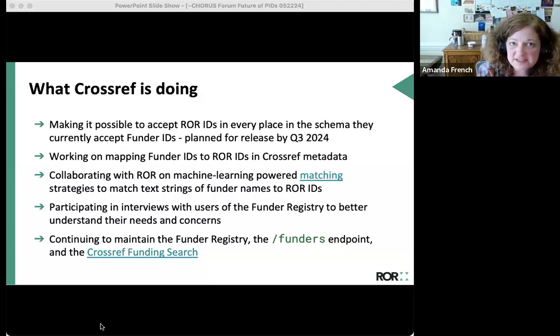Also, Crossref has been participating in these user interviews we've been doing. And of course, they're continuing to maintain the existing funder registry infrastructure, including the registry itself, which is curated by Elsevier. And then Crossref maintains the technical infrastructure that makes the funder registry files available through an API and a web-based search.